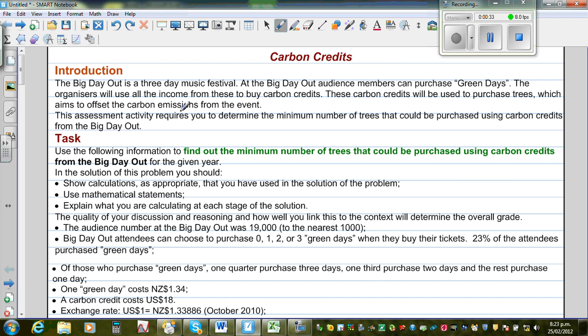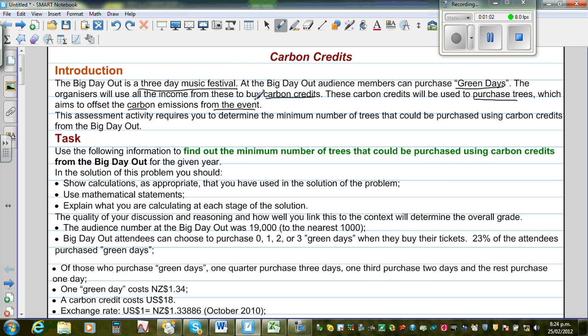The Big Day Out is a 3-day music festival. At the Big Day Out, audience members can purchase green days. Okay, slowly this is building up. The organizers will use all the income from these to buy carbon credits. These carbon credits will be used to purchase trees, which aims to offset the carbon emission from the event.